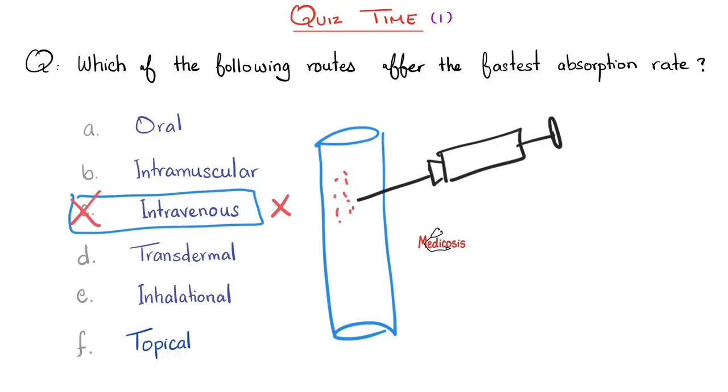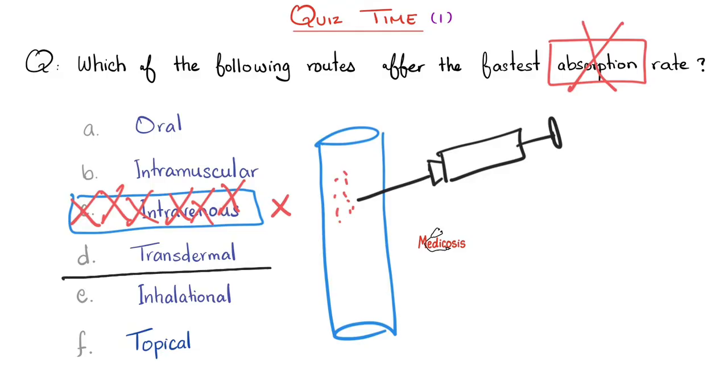Remember, intravenous does not cross membrane. And by definition, absorption is crossing membranes. Intravenous medications do not cross membranes, therefore they are not absorbed. Therefore, they cannot be the fastest absorption rate because they are not absorbed, period. So if I cannot choose intravenous, then what else should I choose? Well, the fastest of the choices left is inhalational.